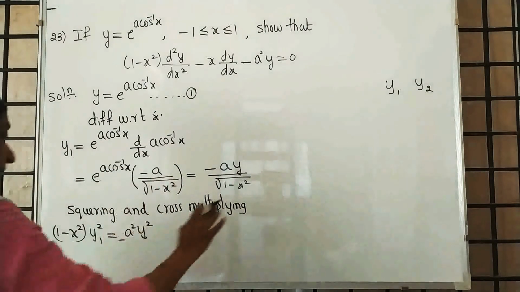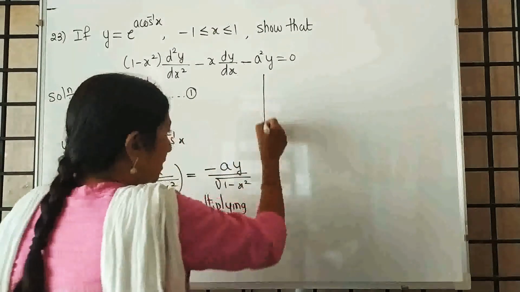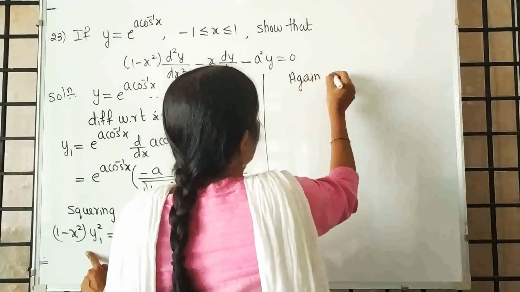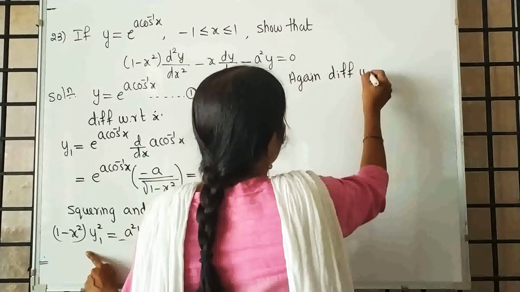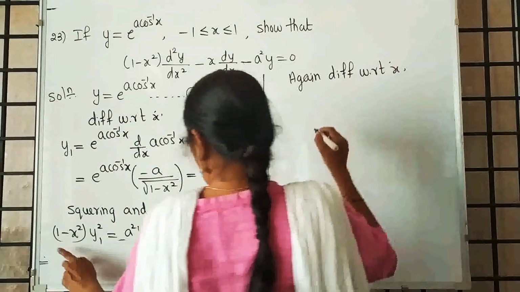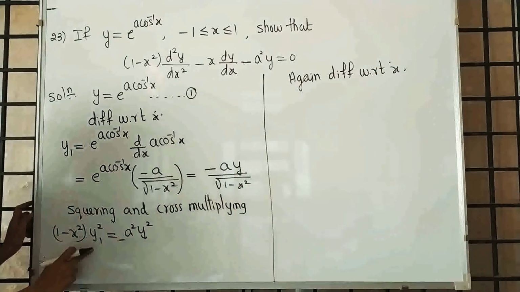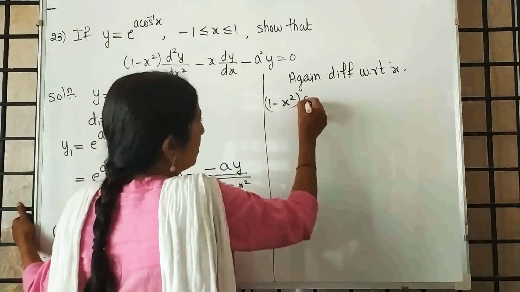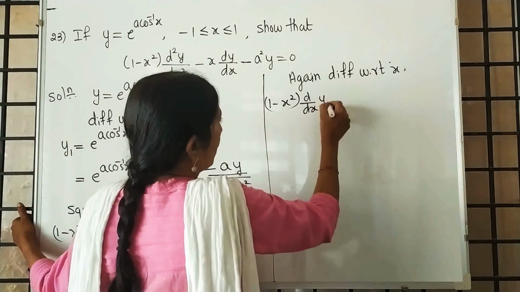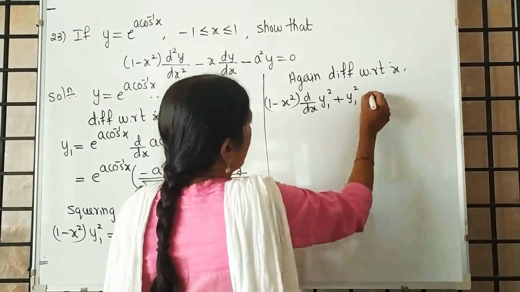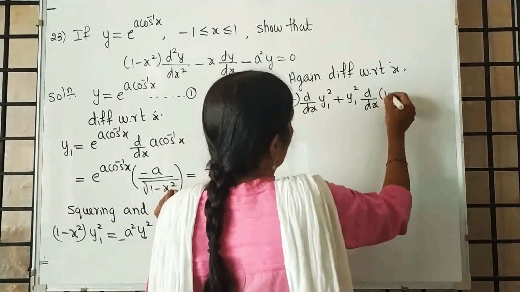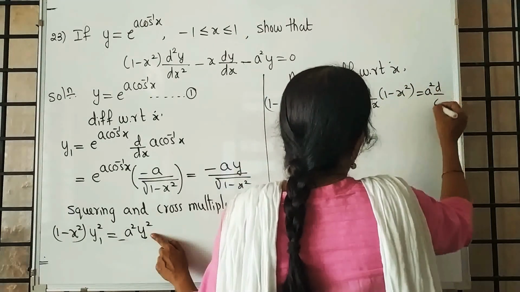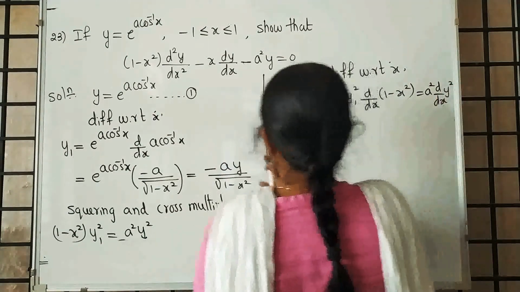Now again differentiate this with respect to x. See, 1 minus x square into y1 square is a u into v. 1 minus x square as it is into differentiation of y1 square, plus y1 square into differentiation of 1 minus x square, is equal to a square into differentiation of y square.